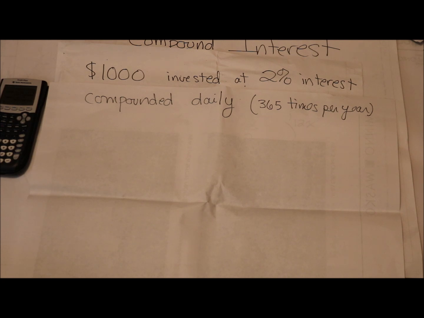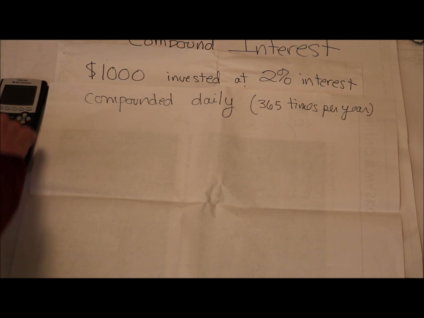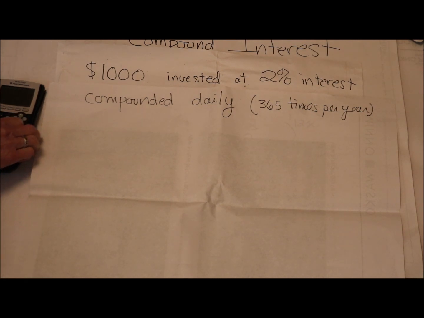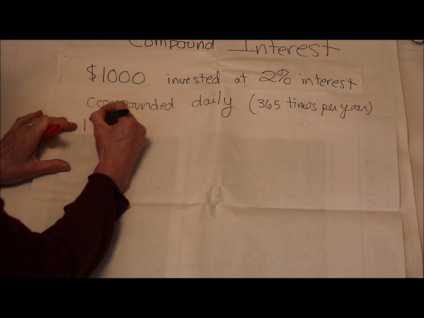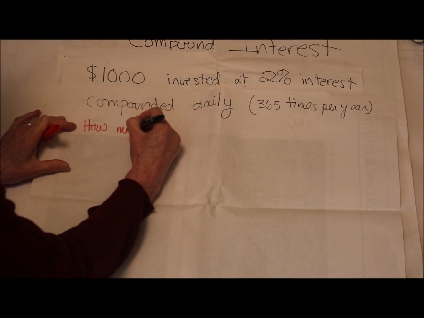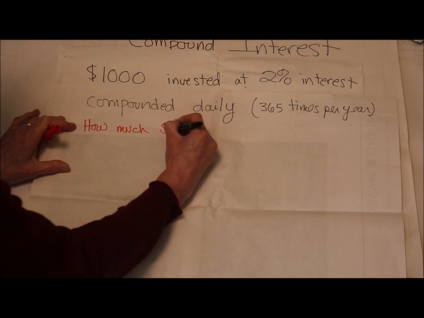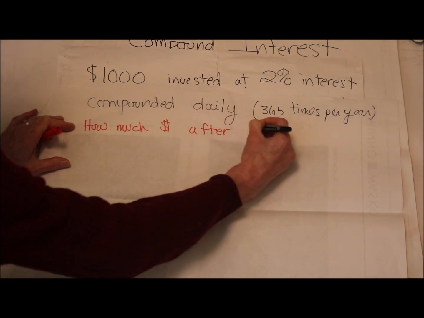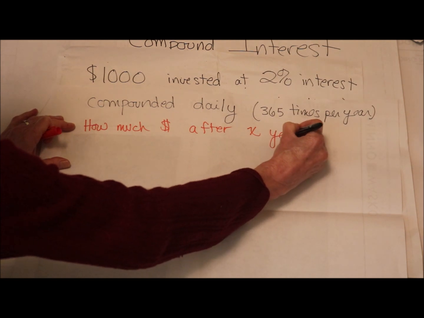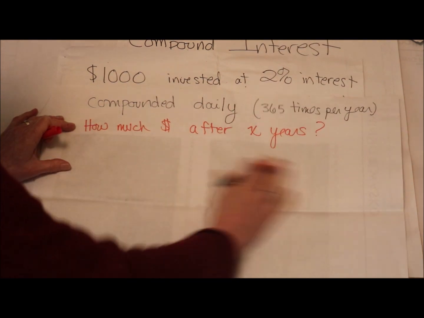Daily. Let's say 365 times per year, even though there's a little more than 365 days in the year, depending on if it's a leap year or not a leap year. Pause the video and try to set up an equation that would figure out how much money you would have in your account after X years. So in other words, just come up with an equation. See if you can do this.